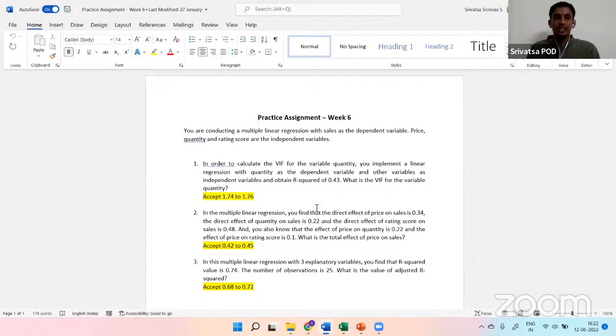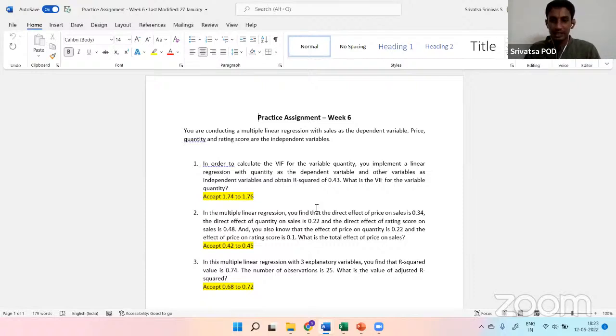So the next question is finding the total effect of price on sales. So there are different independent variables in a multiple linear regression affecting the dependent variable. You know that the price directly impacts the sales in a certain way. So you can get that from the coefficient directly, but you would also want to know the indirect effect of price on sales. Therefore, you are given the following data.